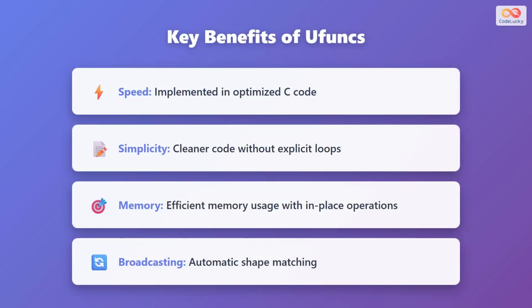Let's summarize the key benefits of using universal functions. First, speed. Ufuncs are implemented in highly optimized C code, making them significantly faster than Python loops. Second, simplicity. They allow you to write cleaner, more readable code without explicit loops. Third, memory efficiency. Ufuncs support in-place operations, which means you can modify arrays without creating unnecessary copies, saving memory. And fourth, broadcasting. Ufuncs automatically handle shape matching between arrays, making complex operations simple and intuitive.